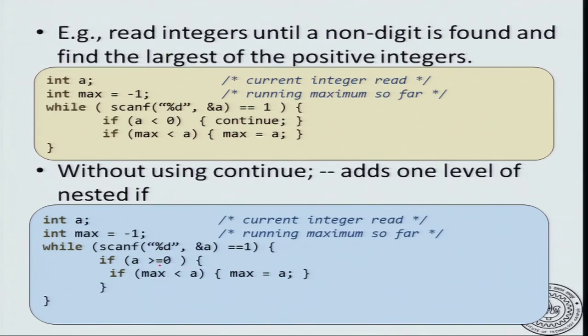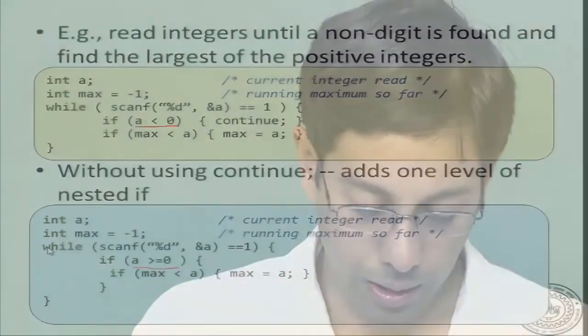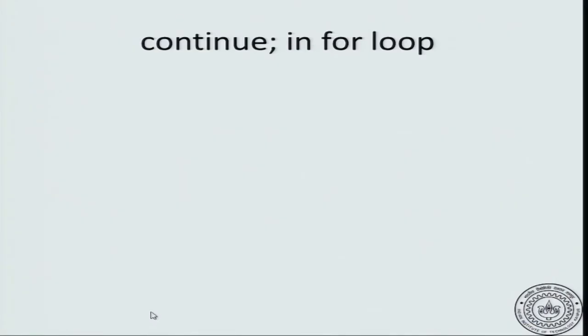So this says that if A is non-negative, then execute the next statement. Here it says that if A is negative, then continue, which means skip the next statement. Notice that these two conditions are the negations of each other. The long and short of it is that continue is not really necessary, but if you have it, then it is useful and it makes the code clearer on certain occasions.